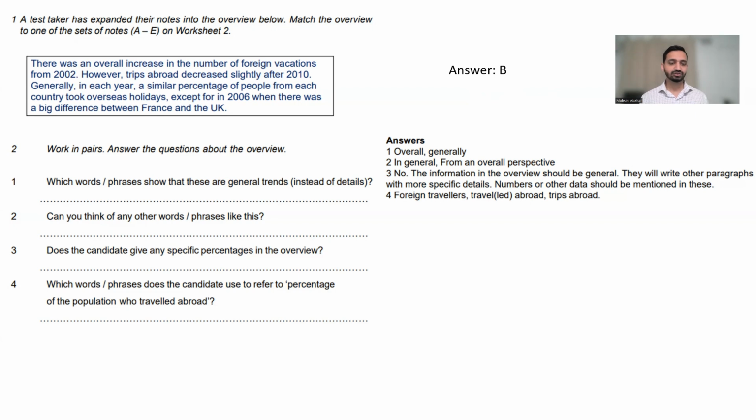Now, which words, phrases does the candidate use to refer to percentage of population who traveled abroad? Future travelers, traveled abroad, trips. These are the words that are being used. Foreign travelers, right? These are the words that are used to refer to the population who traveled abroad. Foreign travelers, traveled abroad, trips abroad, all of these words are used. So I hope you got the answers somewhat correct. Let's keep moving.